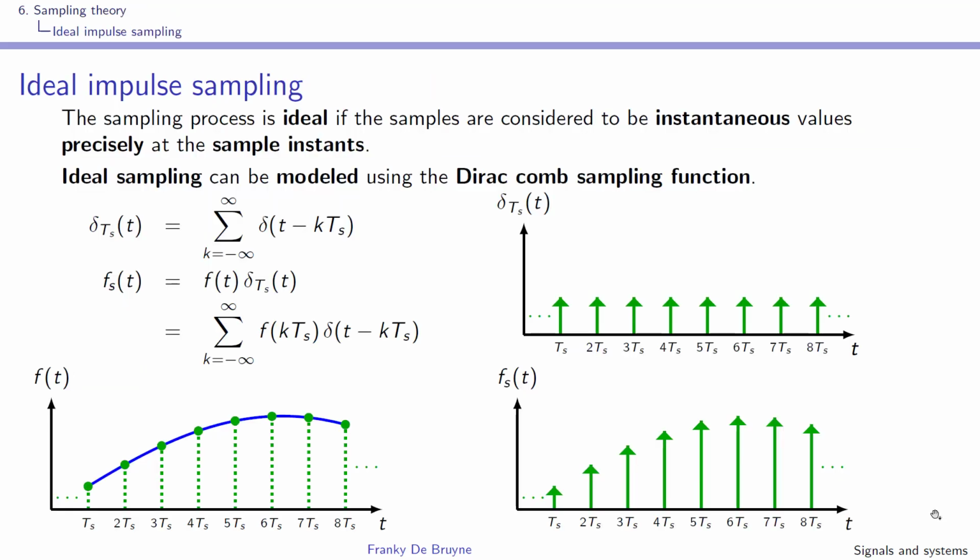Well, let us have a look at ideal impulse sampling. It is obtained by simply using a sampling function, which is the Dirac comb. So here we have the expression of the Dirac comb.